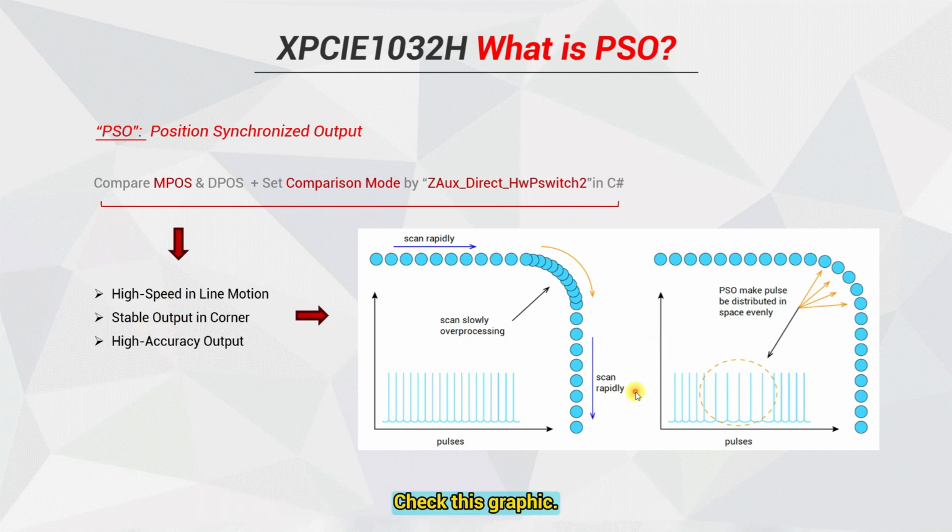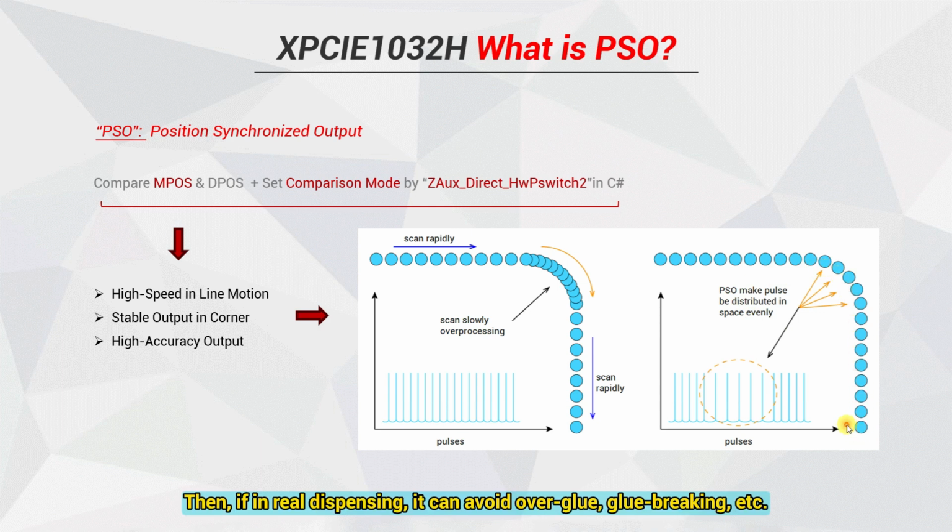Check this graphic. Left one is without PSO. The right one uses PSO. Obviously, in corner deceleration, it outputs stably. In the whole trajectory, they are with equal space. Then, in real dispensing, it can avoid overglue, glue breaking, etc. And the corner motion just occupies one small part. When it can be processed rapidly and stably, the whole production capacity is increased.